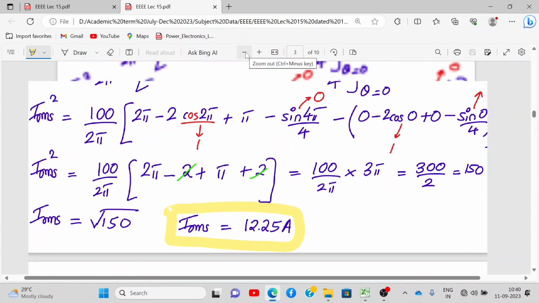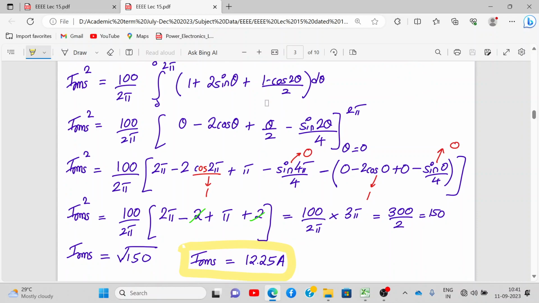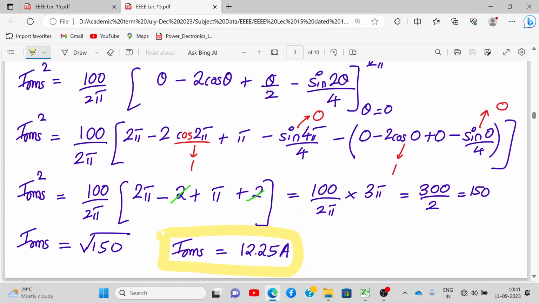See, once we get the mathematical equation to solve the integral, then we have to go on solving. I'll keep this for 20-30 seconds more. Is it visible? Got it? You got the same answer. Root of 150 is 12.25.